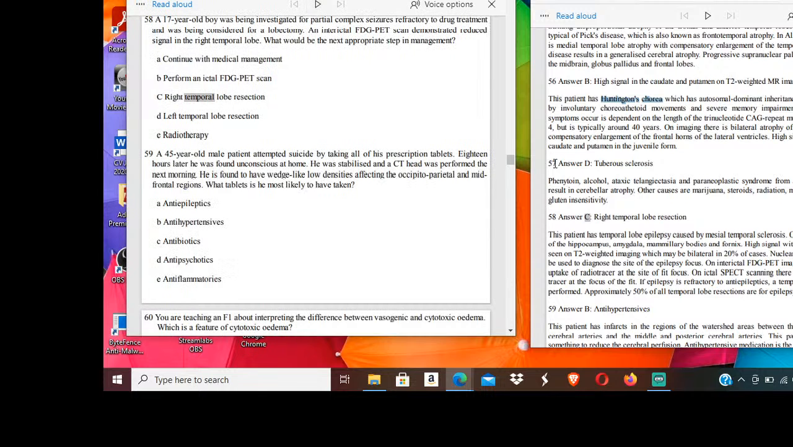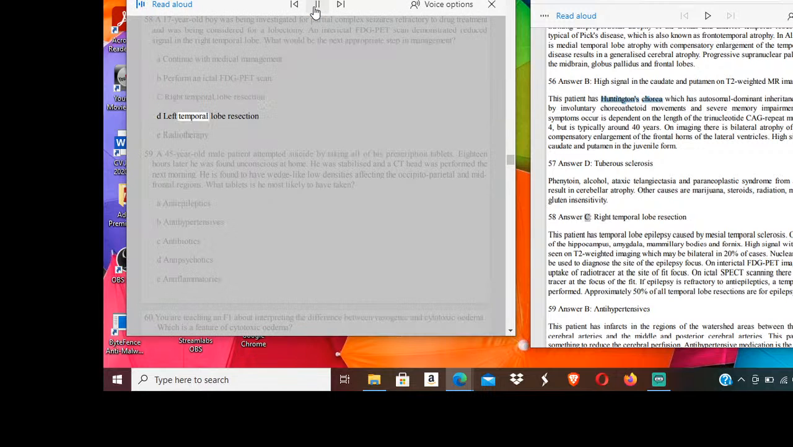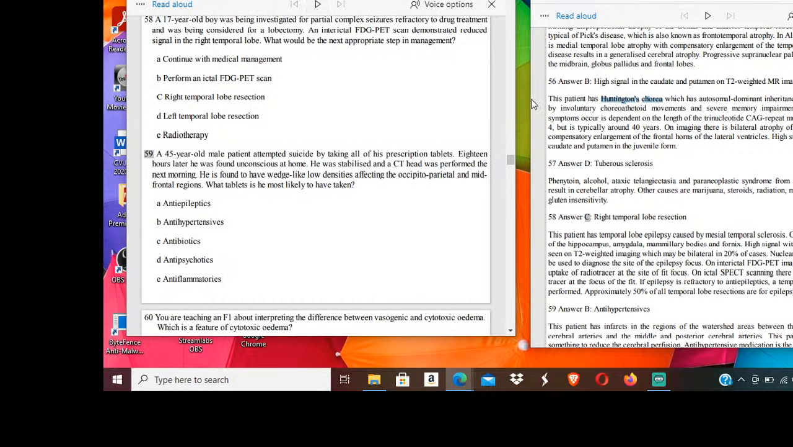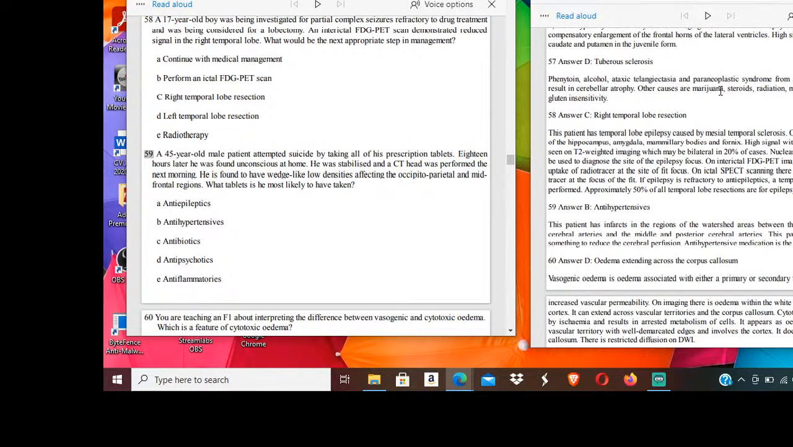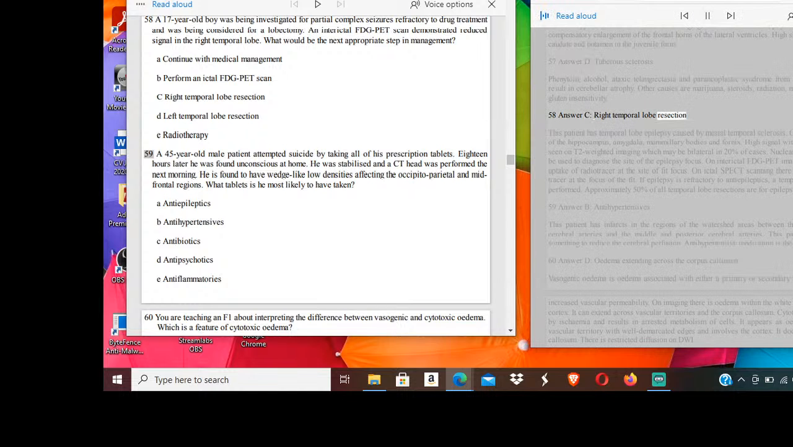C. Right temporal lobe resection. D. Left temporal lobe resection. E. Radiotherapy. Answer C. Right temporal lobe resection.